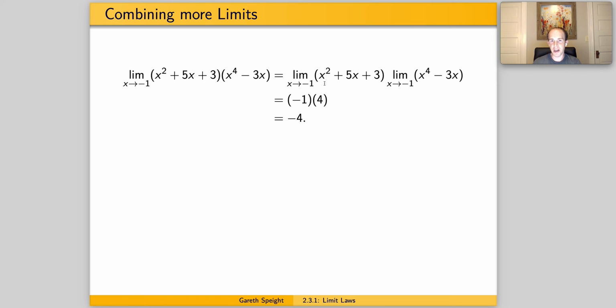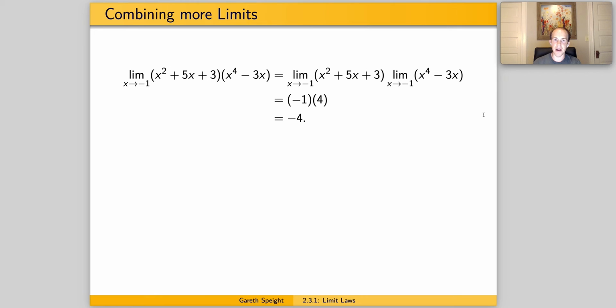Okay, and then we already calculated the limit of each individual component, right? There was minus 1 for the first one, there was 4 for the second one. Those were example 1 and example 2 we just talked about. So we just multiply them, we get minus 4. Okay, so you see with the limit laws, they look pretty simple, they look pretty obvious.